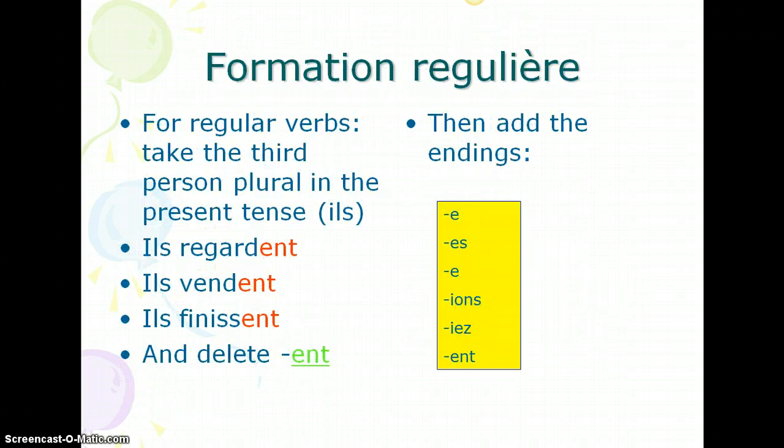The formation of the subjunctive for regular verbs is actually quite simple. You just take the third person plural of the present tense of any verb, like ils regardent, ils vendent, ils finissent, and you delete the ent. And then you add the endings, which are on the right hand side, the endings for the subjunctive, which is e for je, es for tu, e for il and elle, ions for nous, iez for vous, and ent for ils and elles in the plural. So it's actually not very difficult.